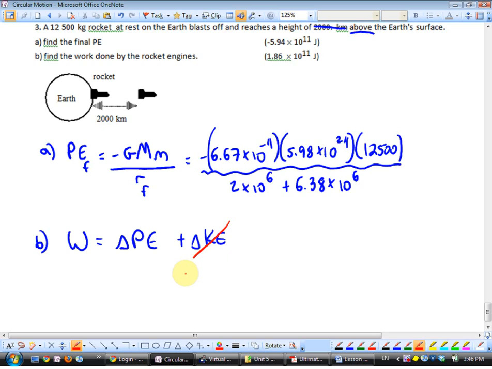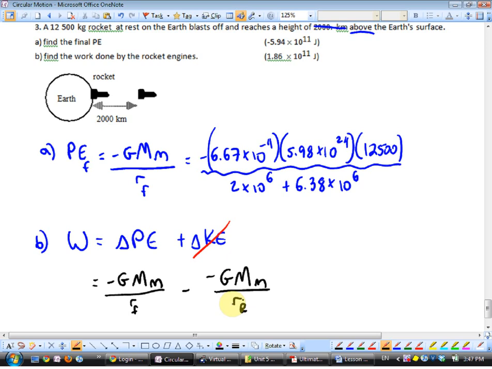What's changing anything? So you're going to get this. Negative big G, big M, little m, all over R final, which is 2 times 10 to the 6th plus 6.38 times 10 to the 6th. Minus negative big G, big M, little m, all over R initial, which would actually be the radius of the Earth, because that's where you started out. What do you see here, Pat?